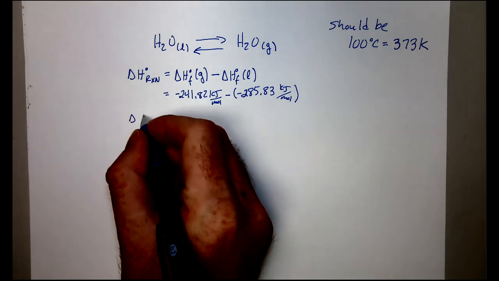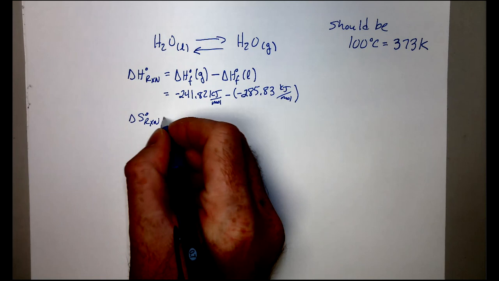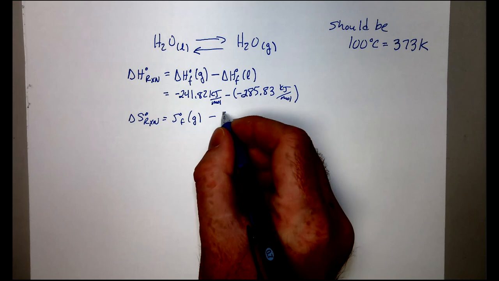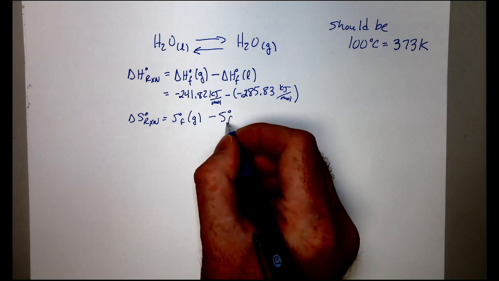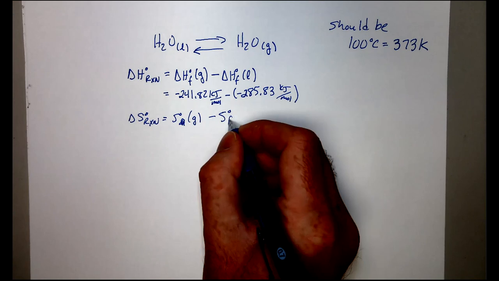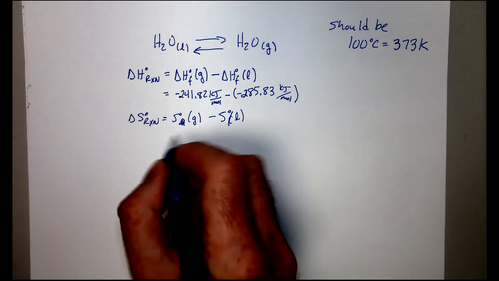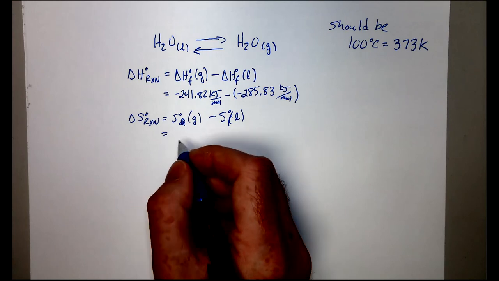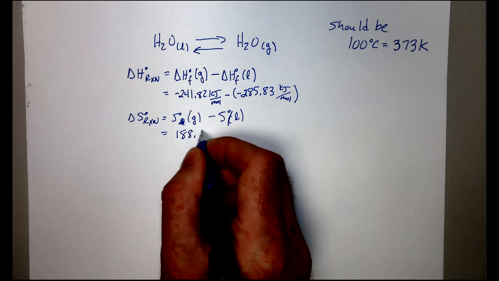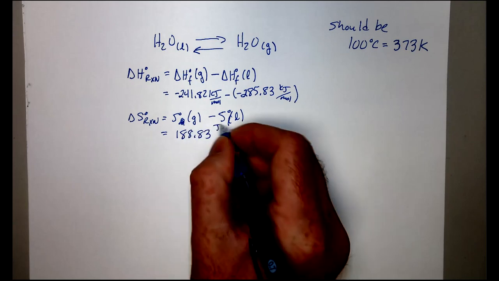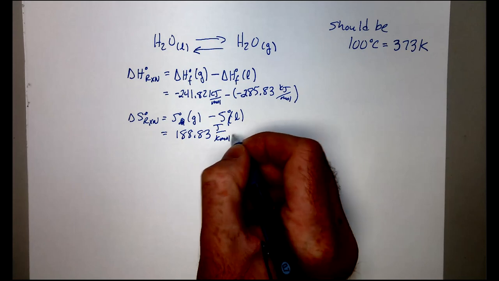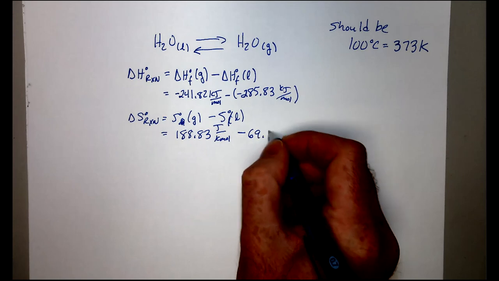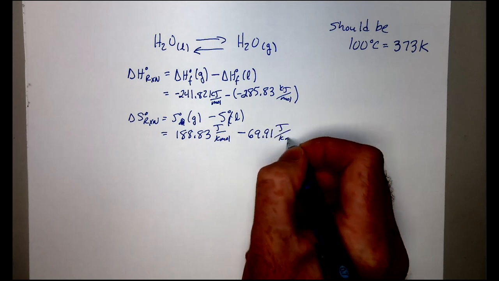The delta S standard for the reaction is going to be the entropy standard of the water in the gas phase minus the entropy standard of the liquid phase. We look those up. So we're talking entropy now. So for the gas phase, it's 188.83 joules per Kelvin mole minus, in the liquid phase, 69.91 joules per Kelvin mole.